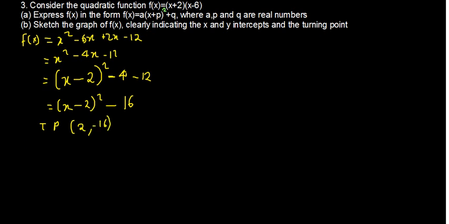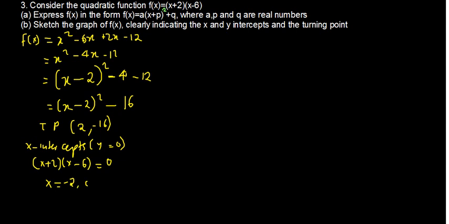Now to find the x-intercepts, where the graph cuts the x-axis, we know that that happens when y is equal to 0. For this one, I'm just going to get this one since it's already factorized. It's going to be much easier. So that is (x + 2)(x - 6). I'm going to equate it to 0, meaning that x is going to be equal to negative 2 or x is going to be equal to positive 6.